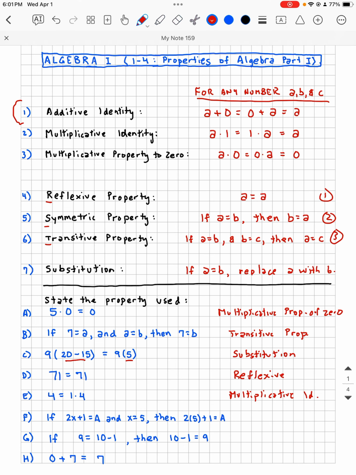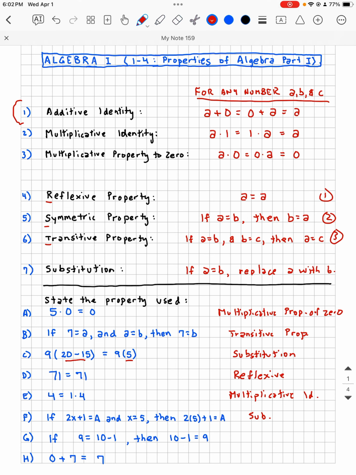Part F, if 2x plus 1 is equal to a and x is equal to 5, then 2 times 5 plus 1 is equal to a. I feel like this one is basically going to be a repeat of part C, because you'll notice that x does get replaced by 5 in that equation. So for me, this one is going to be a substitution then. I'll just abbreviate it to make it a little bit easier too.